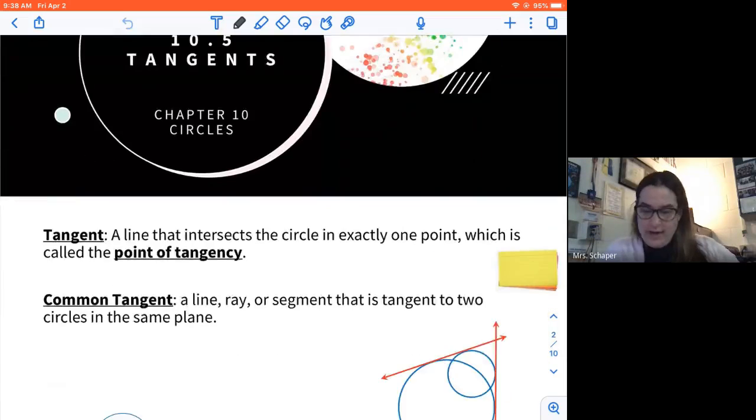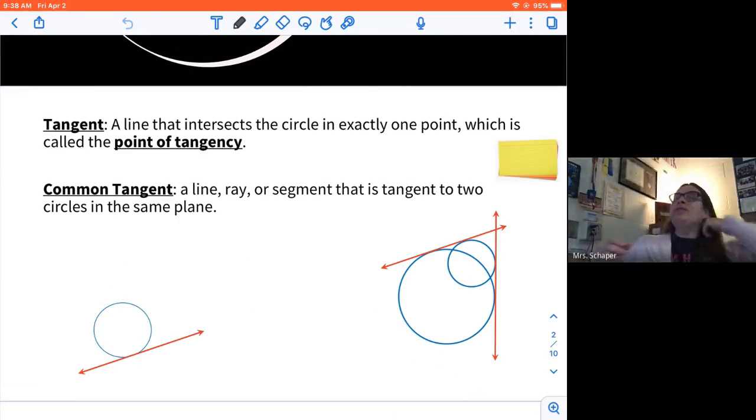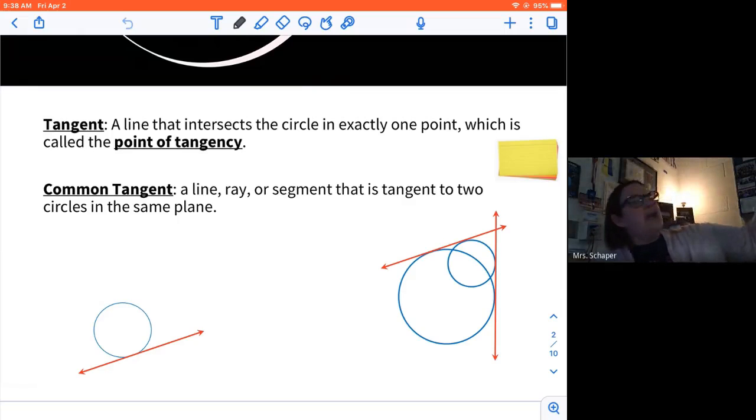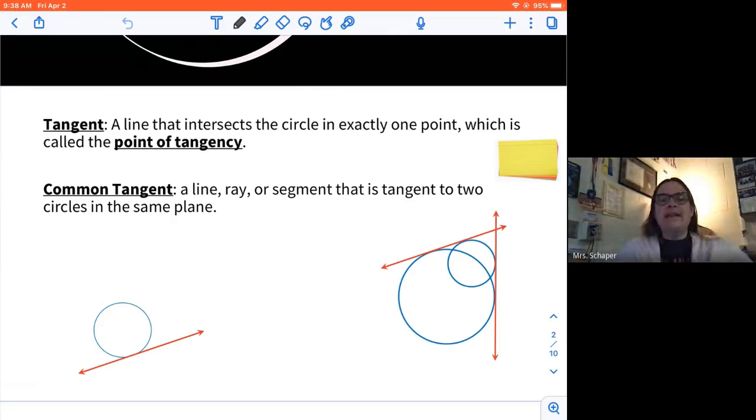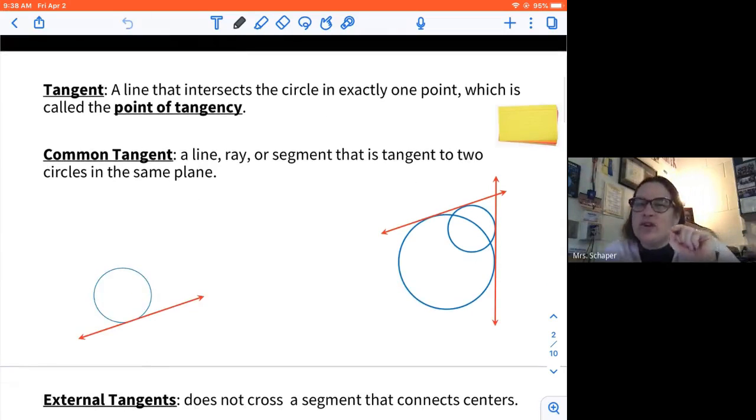So here we go. What is a tangent? We always hear the phrase, you're going to go off on a tangent. What is a tangent? A tangent is a line that intersects the circle at exactly one point. And we call that point the point of tangency.